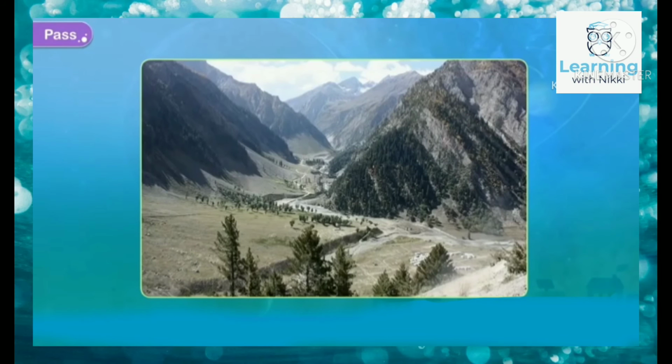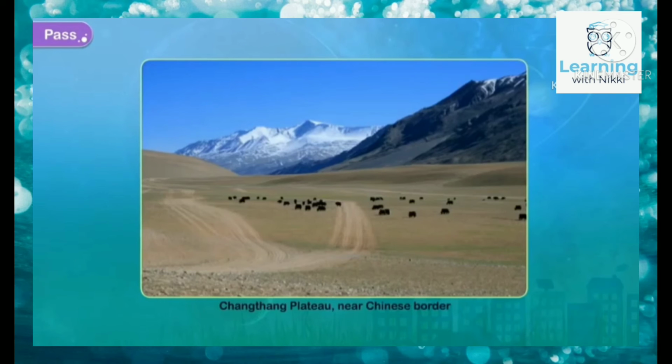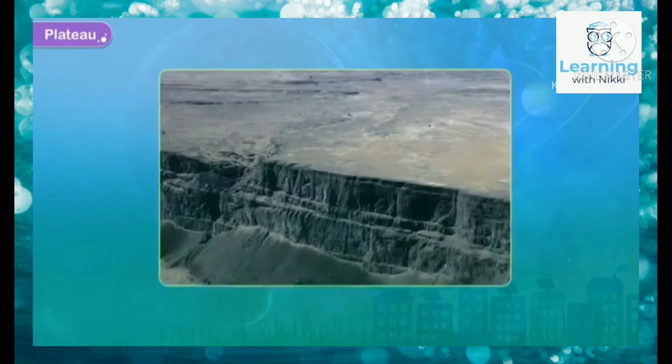The Marsimik La is at 5,681.5 meters, that is 18,340 feet, a lesser known pass. It is one of the world's highest motorable passes and lies in India on the northernmost part of the Changthang Plateau near the Chinese border. Next is plateau.